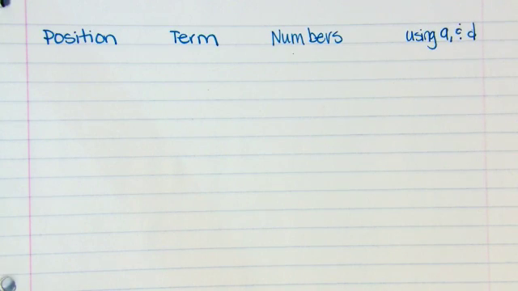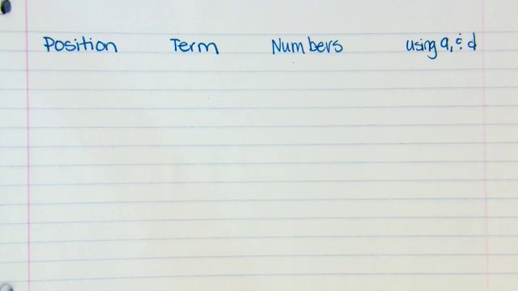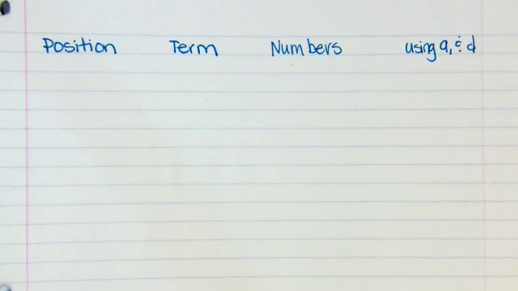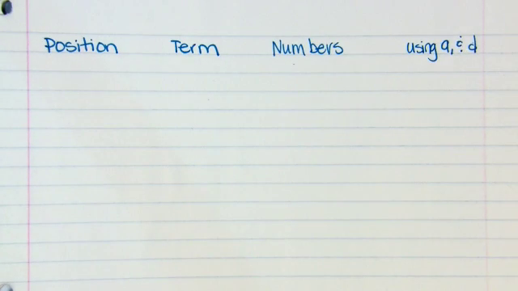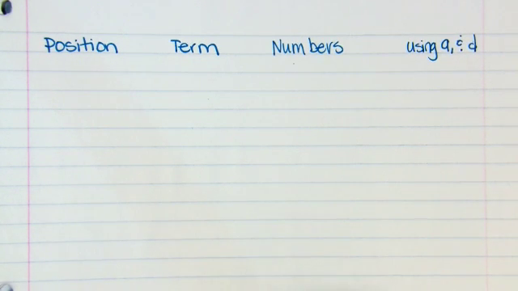What we are going to look at here is how we develop a formula for finding the nth term. So what that means is if I want you to find the 33rd term, instead of having to list every single number in that entire sequence until you get to the 33rd term, we're going to have a formula where we can jump right to it.